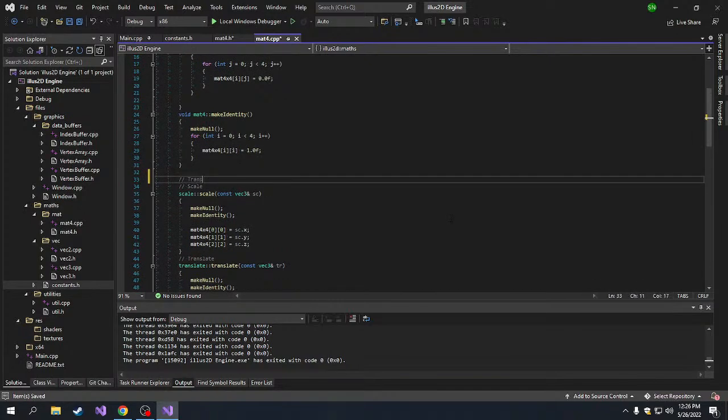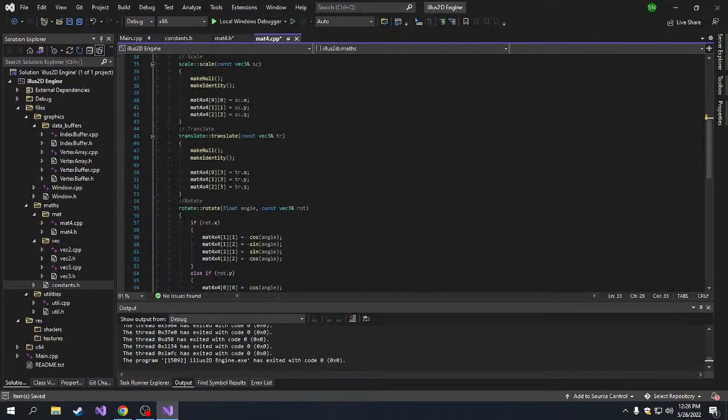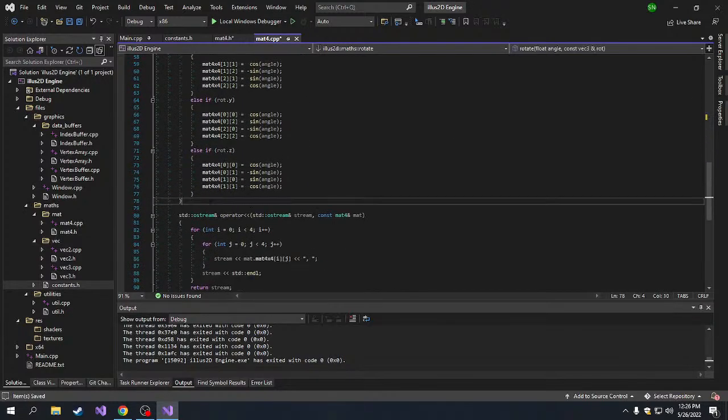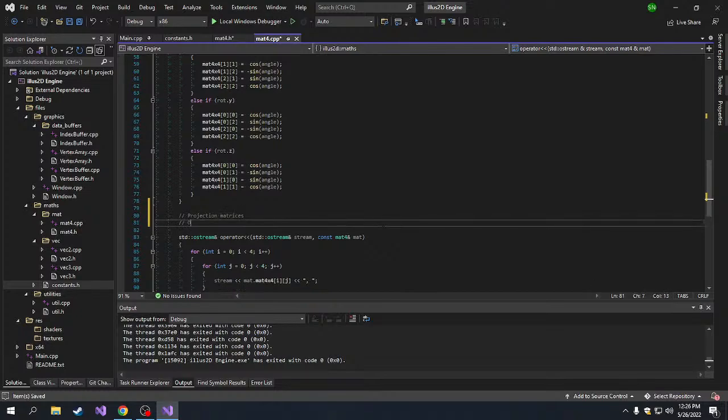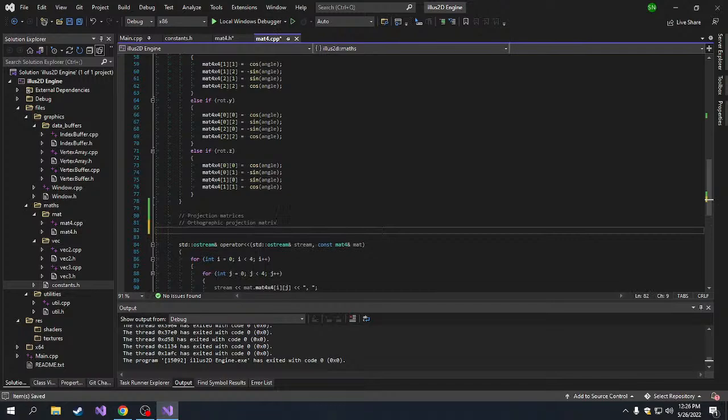Here we go from transformation matrices to our projection matrices, the orthographic projection matrix. Okay, so let's copy it.